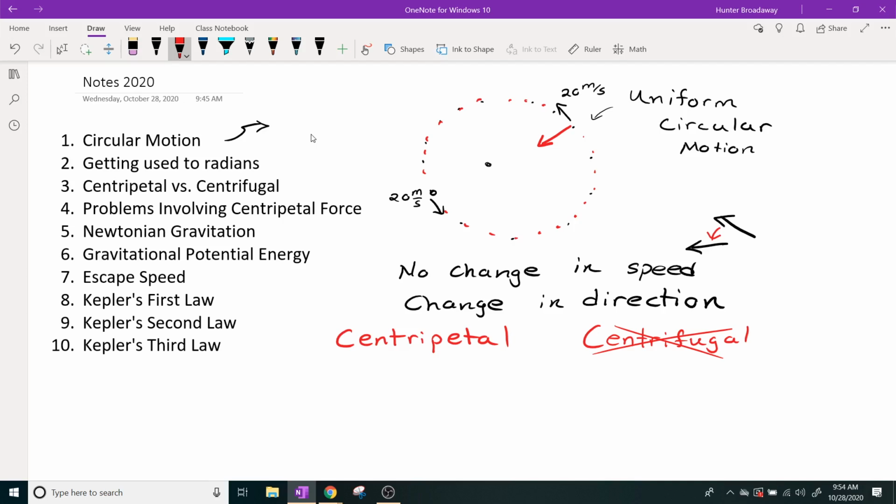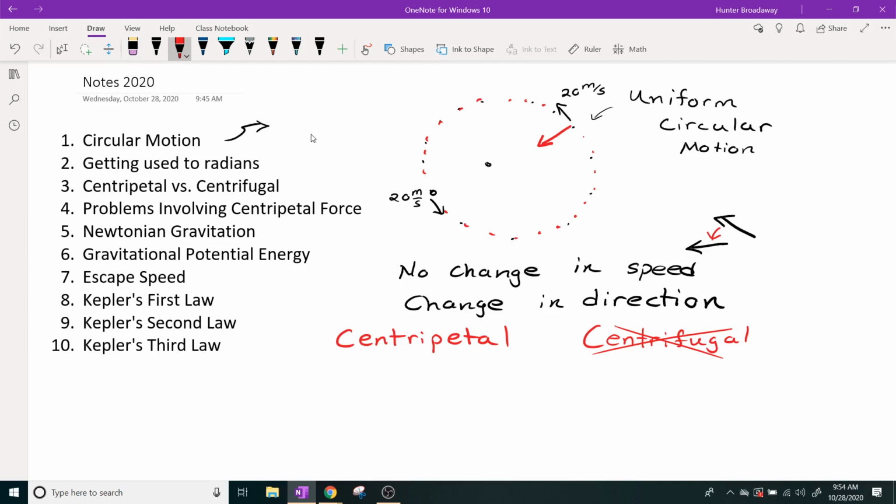But right now, we just are worried about the centripetal force, the center-seeking inward force, because that's what's going to keep you in the circle. Okay, that's what's going to keep you in the circle. It's exactly like a string.